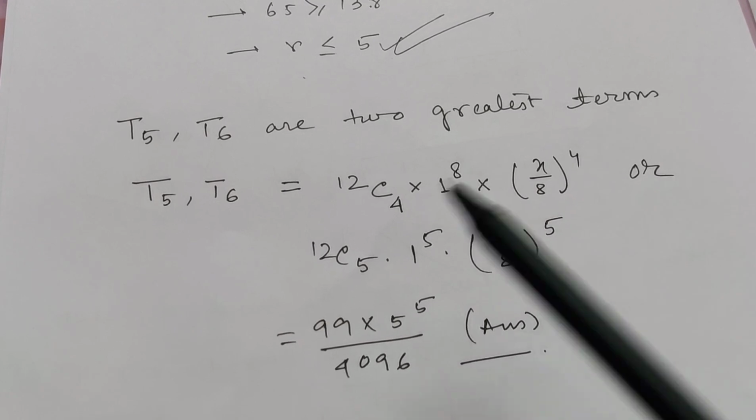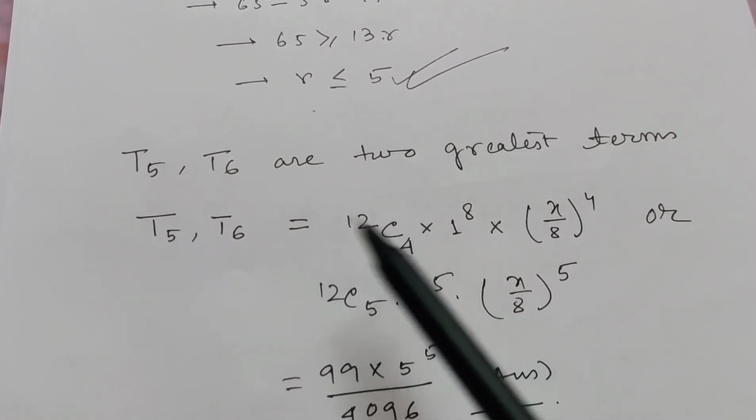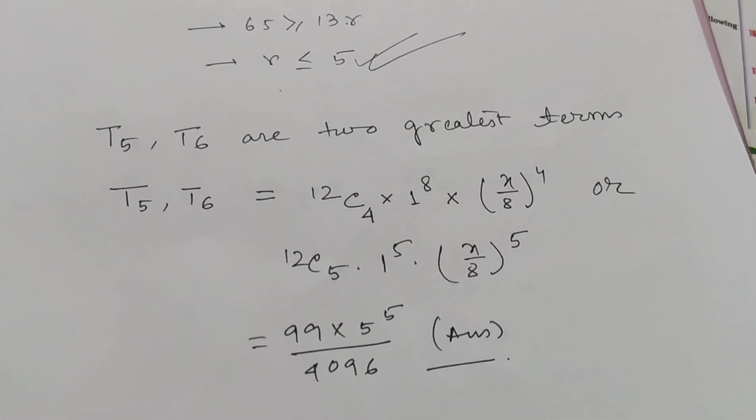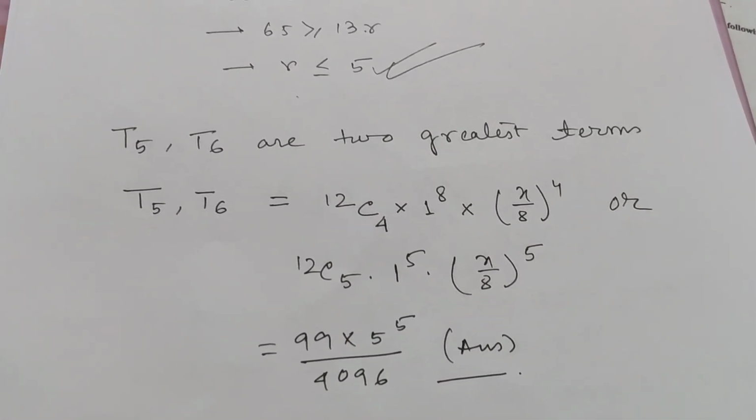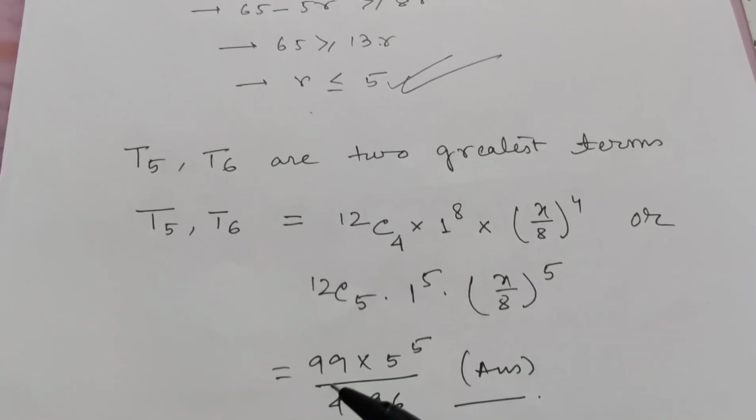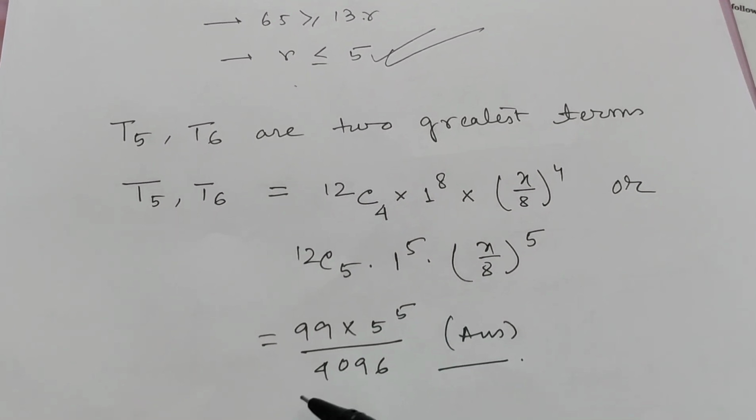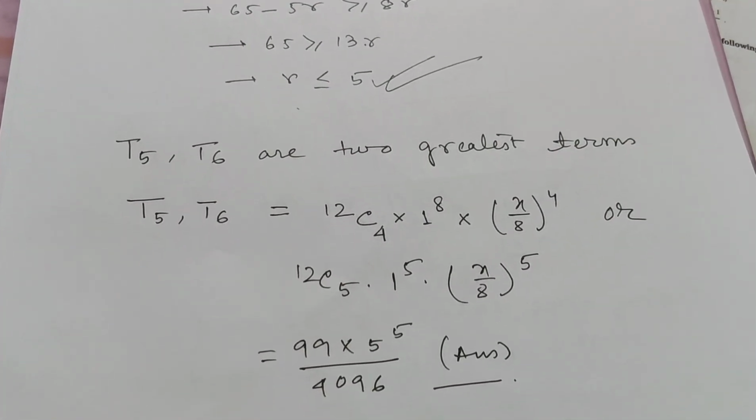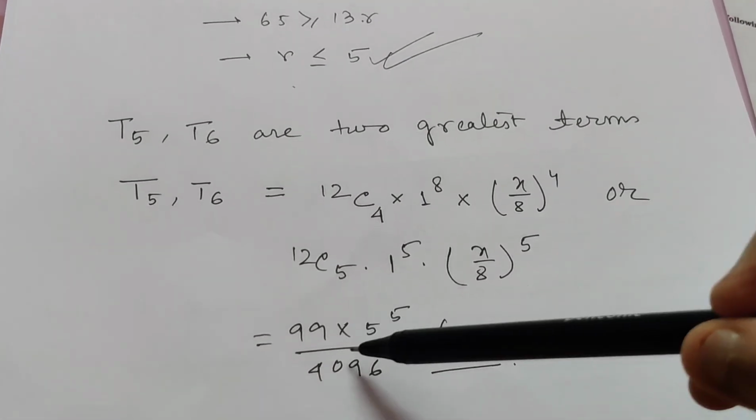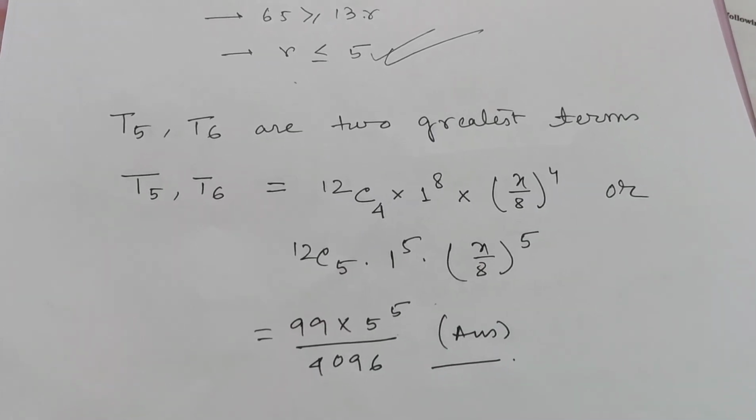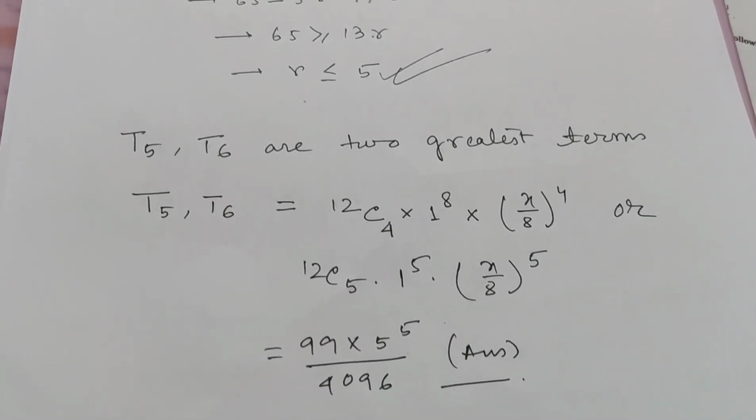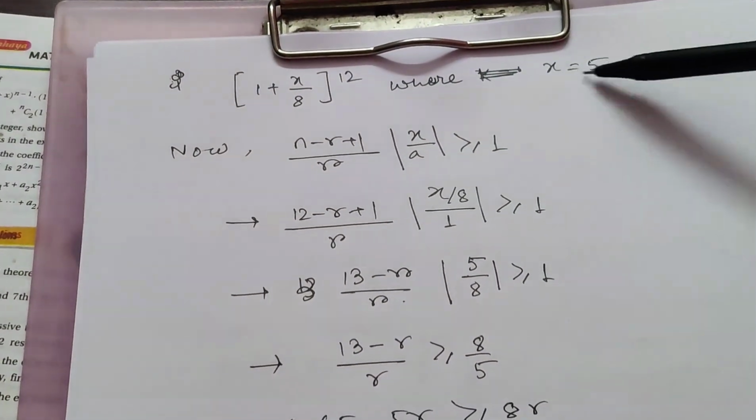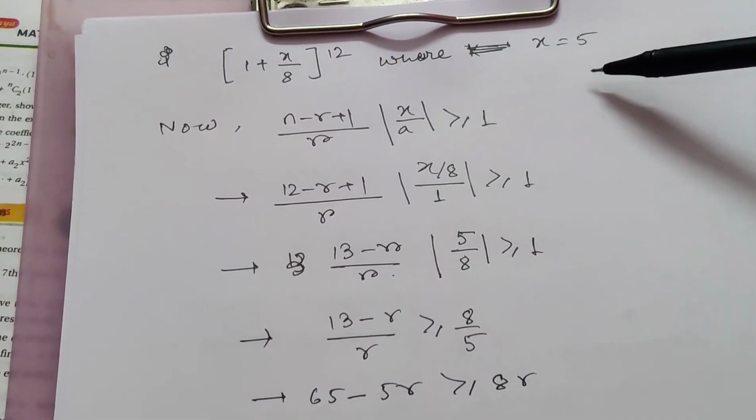You can use a calculator. I am writing the general term formula. T5 is that and T6 is that. Now if you find out using a calculator, both answers will be 99 into 5 to the power 5 by 4096. Okay, T5 will be the same value, 99 into 5 to the power 5 by 4096, equal to T6. So the basic thing is you have to put the numerical value of x.